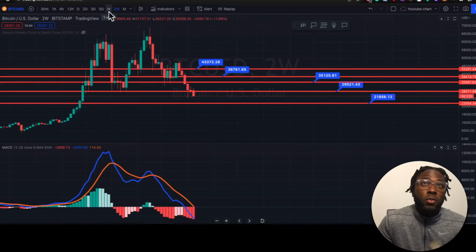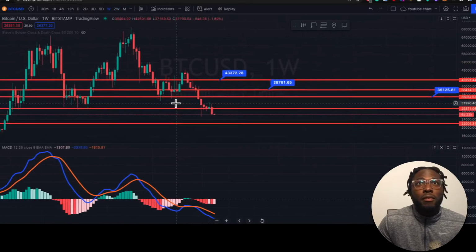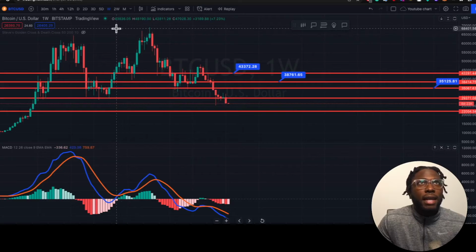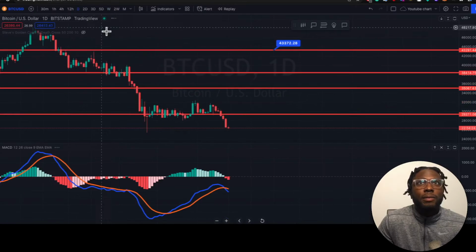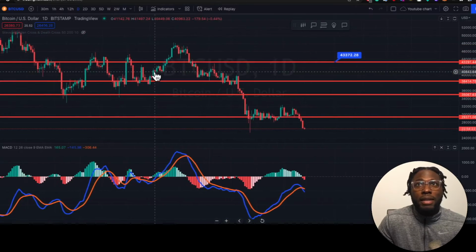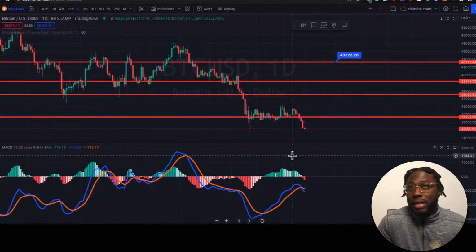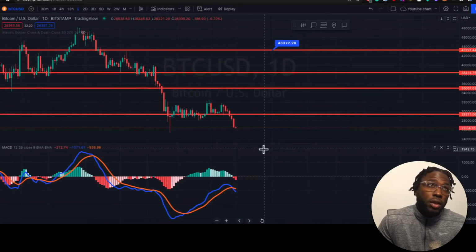Let's go to the weekly. From the weekly, this is a new weekly candle here, so next week you'll be able to confirm that 29K is the resistance zone. Now let's go down to the daily. From the daily we can see that the MACD is continuing downwards, so nothing much has changed here.